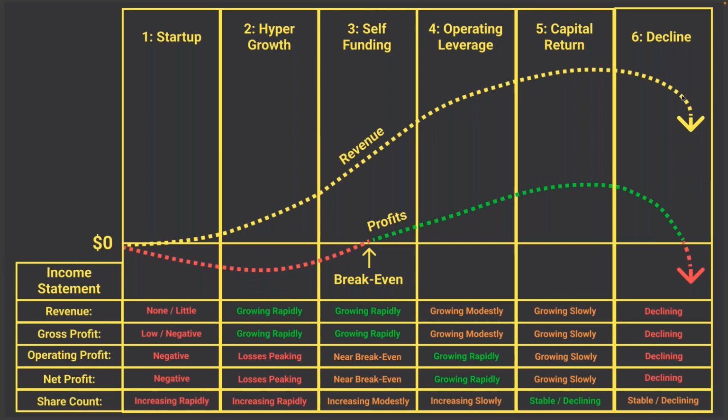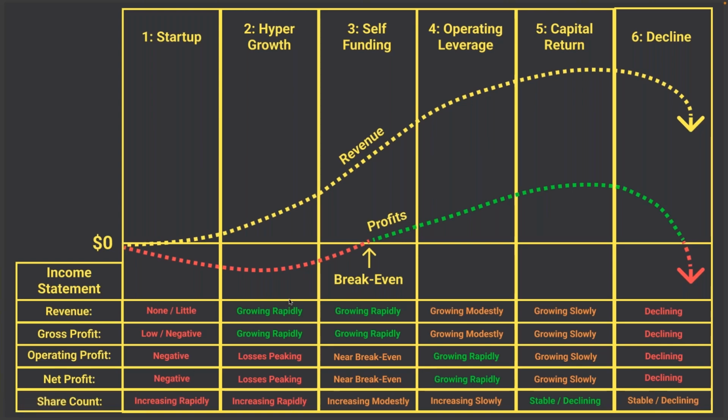Now, when thinking through what the income statement looks like in each of these phases, here is roughly what investors can expect to see. So in the startup phase, a company has very little revenue. Its gross profit is often very low or even negative. Its operating profit and net profit are all negative. And it's common for these companies to be funding themselves by issuing a lot of shares to investors. So their share count is rapidly increasing.